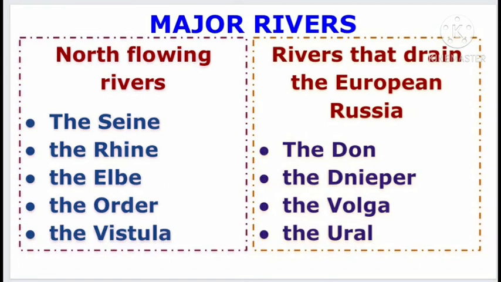Which are the major rivers of Europe? First, we can see the north flowing rivers: the Seine, the Rhine, the Elbe, the Oder, the Vistula. These are the important north flowing rivers. They originate from the mountains or highlands in the southern part of the European continent. Then the rivers that drain European Russia, that means the Russian part which lies in the European continent, are the Don, the Dnieper, the Volga and the Urals.